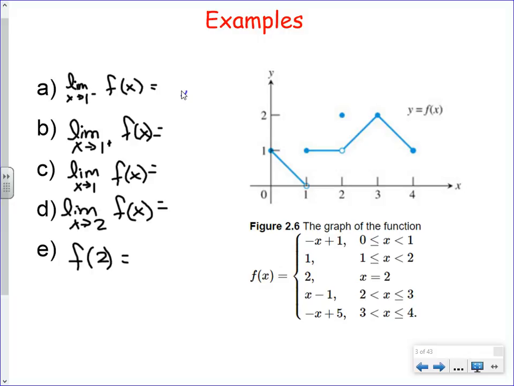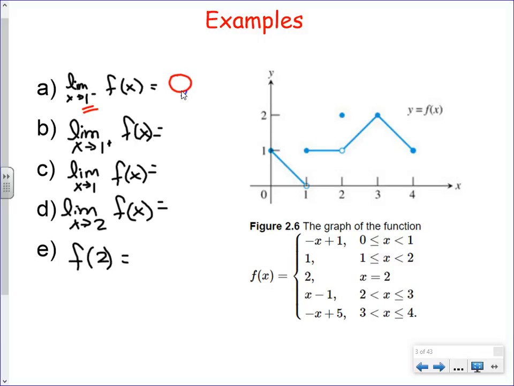So with the graph, 1 from the left, what would my answer be? 0. Yeah, 0. How could I get that exact same answer from the function without the graph? I'll plug it in. Match the 1 with the piece in the area below, and then plug it in, so negative 1 plus 1 would be 0. Check. Okay, how about 1 from the right?